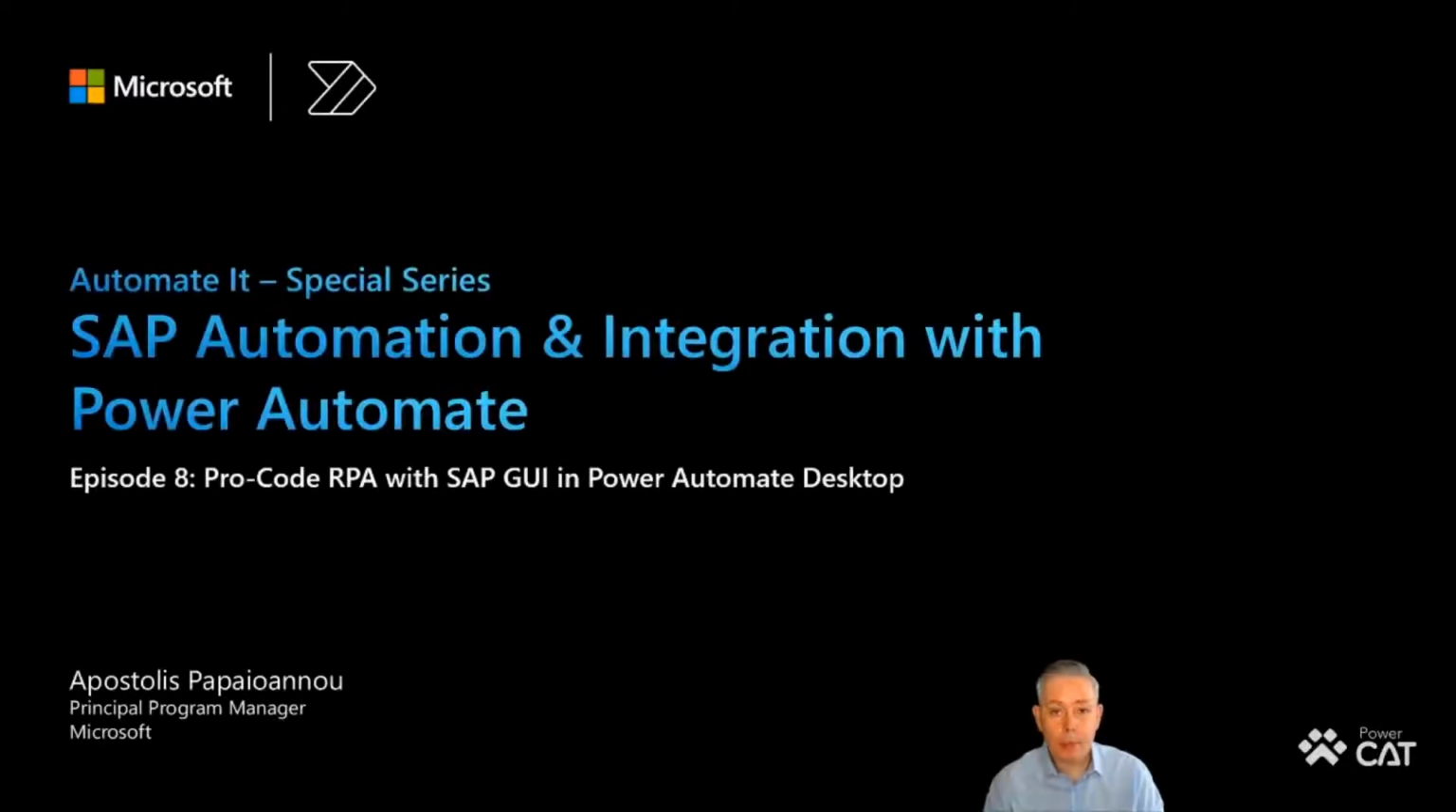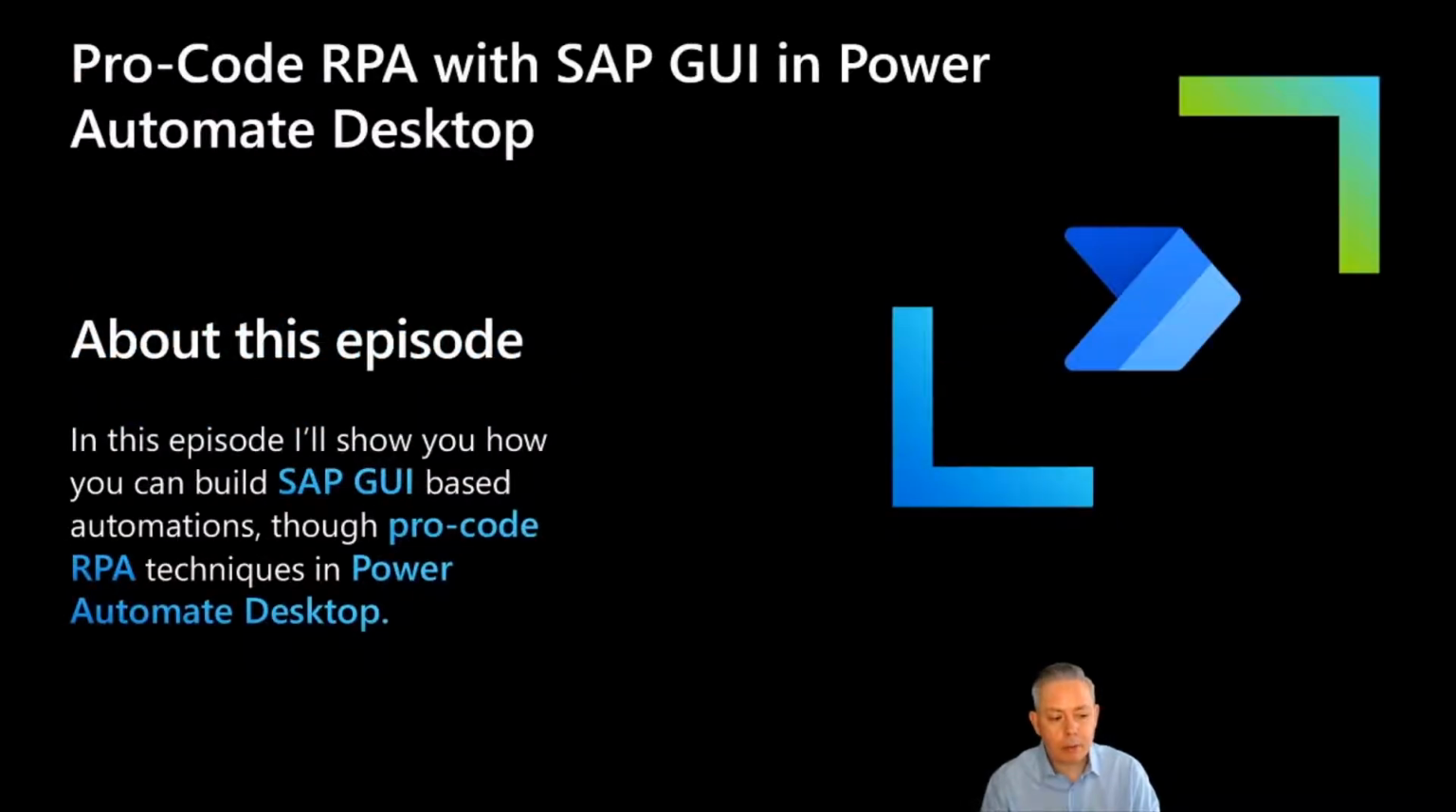Hello and welcome back to the 8th episode of the Automated Special series, which is focusing on SAP automation and integration with Power Automate. In this episode, I'll show you how you can build an SAP GUI-based automation, leveraging pro-code techniques with VBScript and custom selectors in Power Automate Desktop.